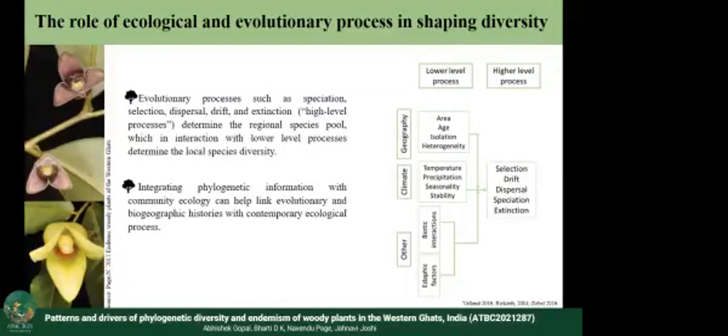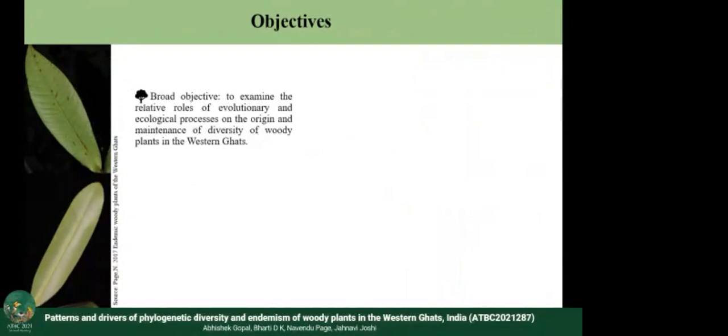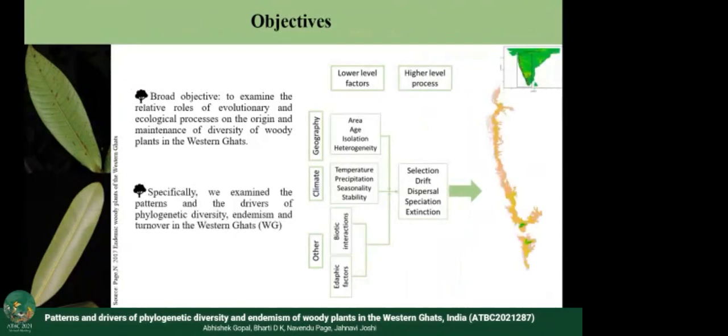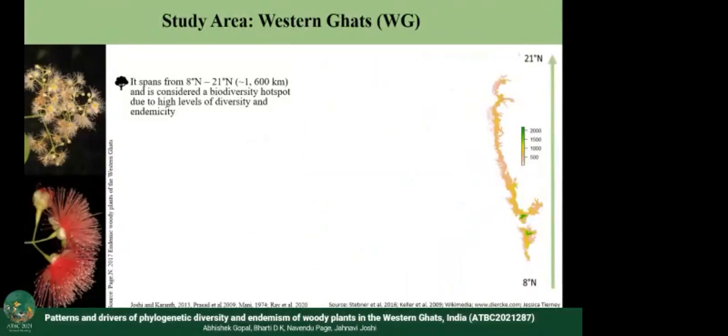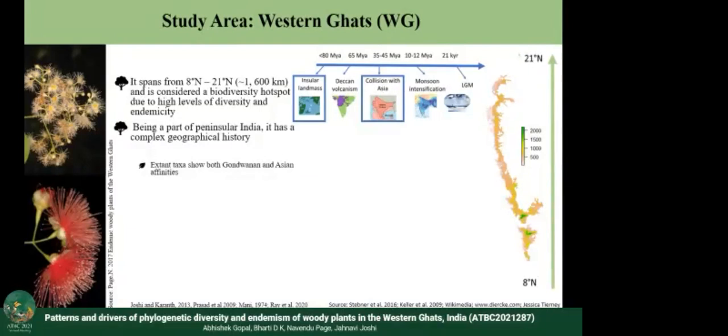Broadly, we examine the relative roles of these processes in shaping the phylogenetic diversity, endemism, and turnover of species in the Western Ghats. Within the Western Ghats, while the drivers and patterns of taxonomic diversity are well understood, the phylogenetic aspect has been less well explored, especially in terms of endemism. The Western Ghats mountain chain spans over 1,600 kilometers and is considered a biodiversity hotspot due to high levels of diversity and endemicity. Almost 60% of the plants found here are endemic. Being part of the Indian subcontinent, it has a complex geographical history. The extant taxa show both Gondwanan and Asian affinities.